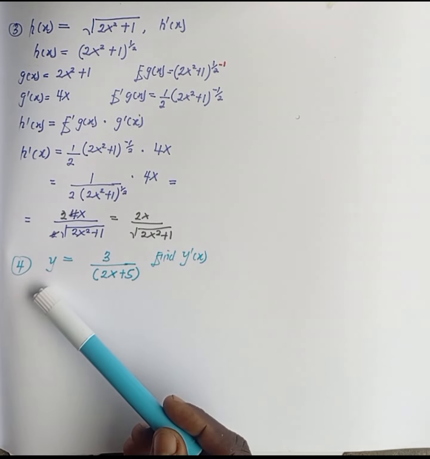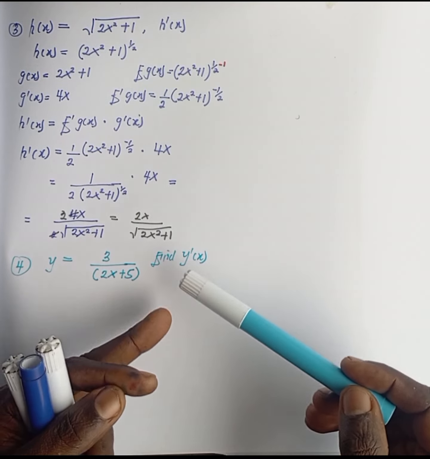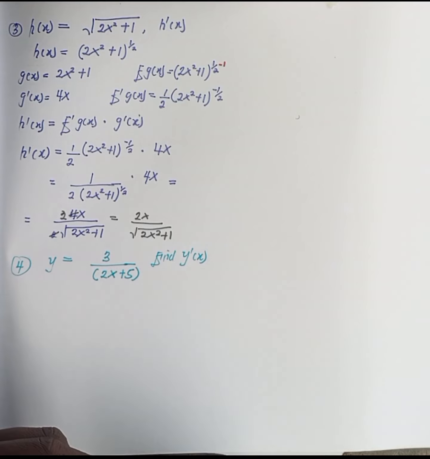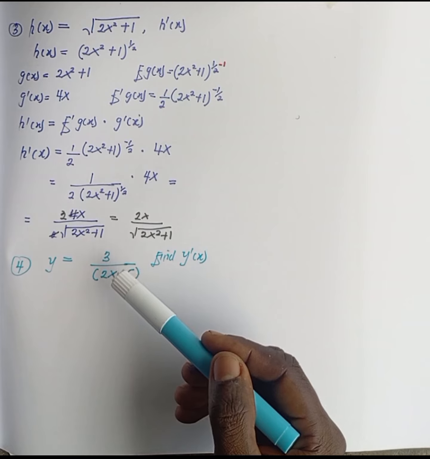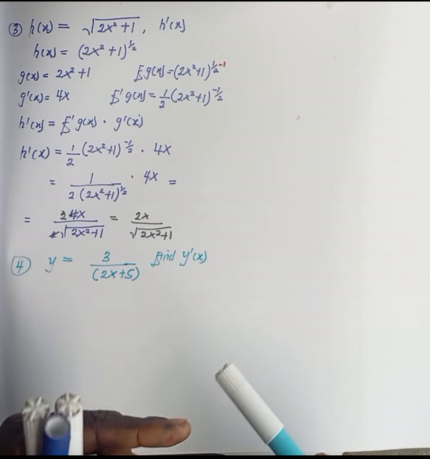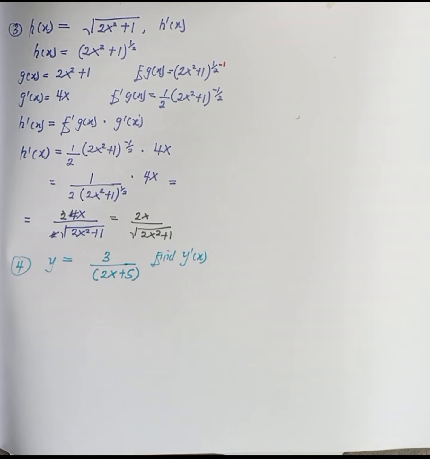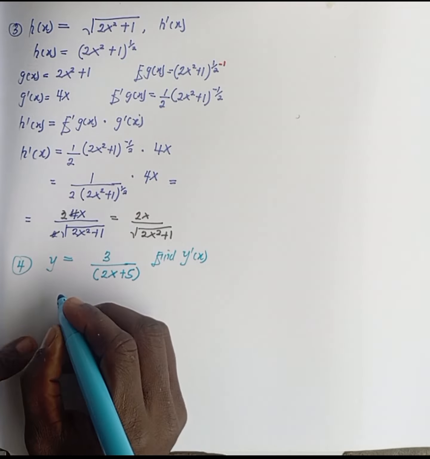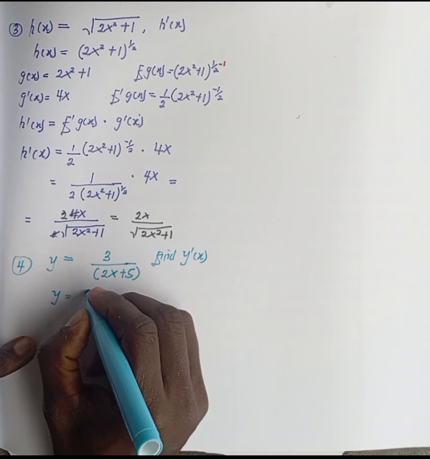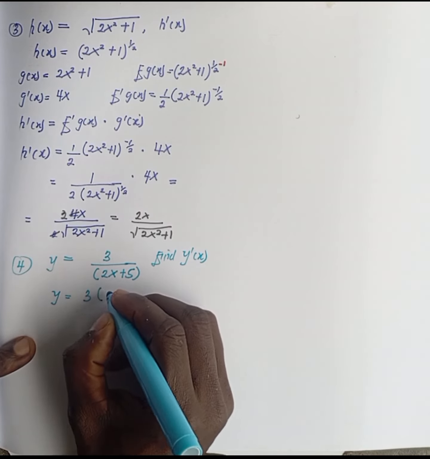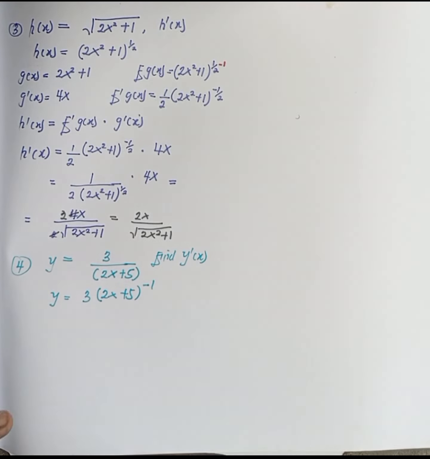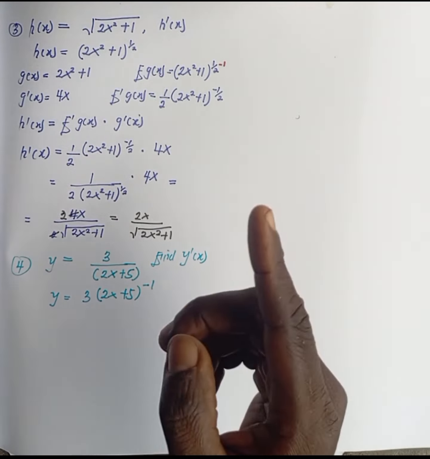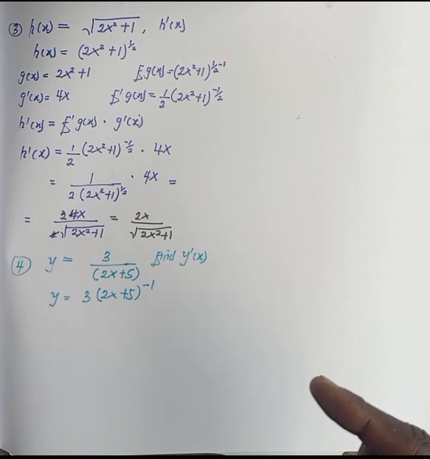So we have y equals 3 over 2x plus 5. We have to find the derivative of this very function y. So we know that this 3 over 2x plus 5 can be written in an index form. Okay, so we can write our function y in the form of 3 times (2x plus 5) raised to the power negative 1. I believe you remember, when you have 1 over x, we can write it as x exponent negative 1. So that is what we have applied here.